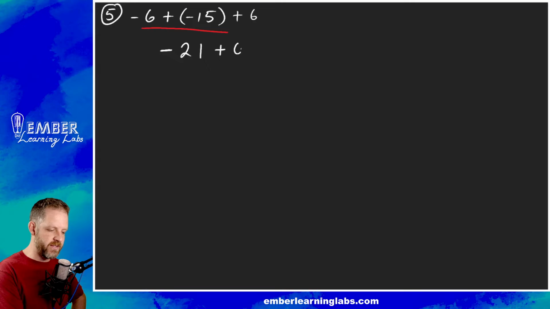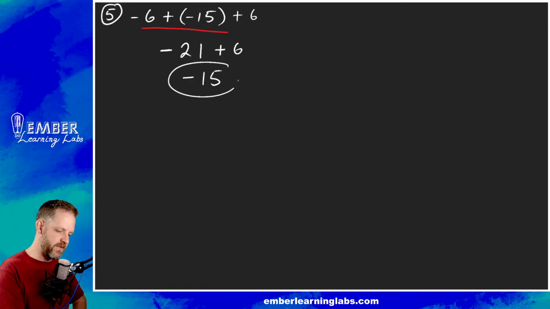Negative 21 plus 6. So now are the signs the same or different? This one's negative, that one's positive. They're different, so we're going to subtract and keep the sign of the bigger one. So 21 minus 6 is 15. Right? And the bigger one is 21. And so we end up with negative 15.